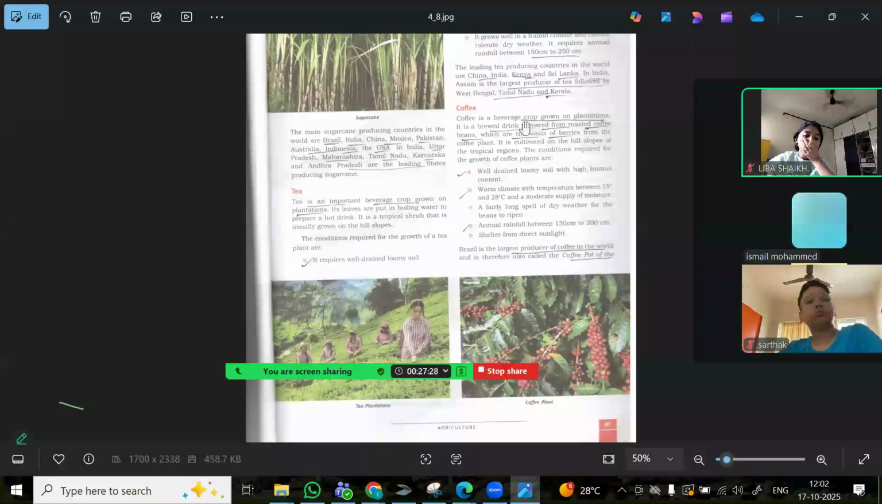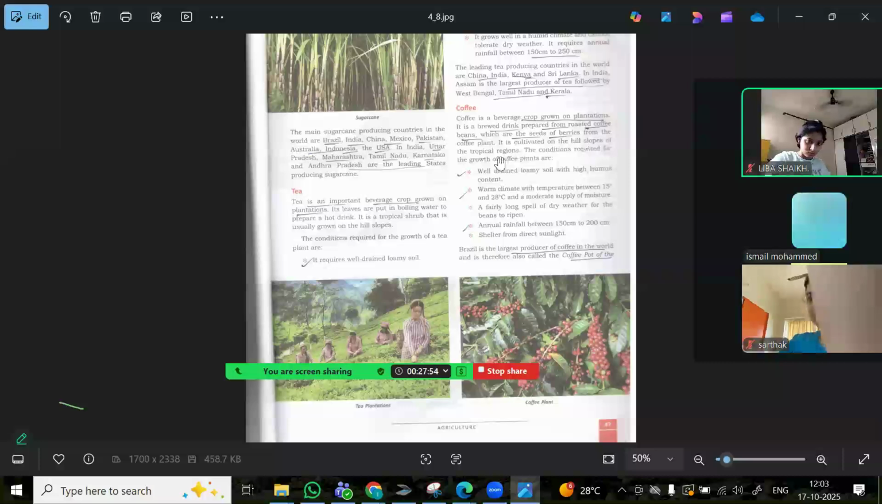Then you have coffee. It is also a beverage crop grown on plantations. It's a brewed drink prepared from roasted coffee beans. So these are the coffee beans; you roast them, and after roasting those beans, you brew them, and that drink is called coffee. The beans are the seeds of berries, the berry seeds from the coffee plant. This is how the coffee plant looks.